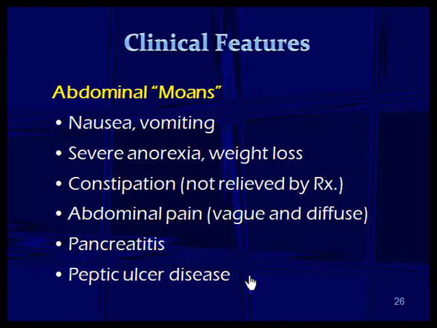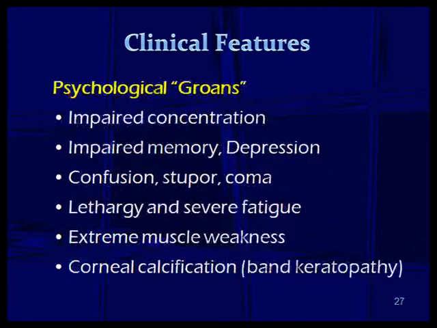Hypercalcemia itself triggers excessive output of acid through the oxyntic cells in the stomach, and which increases the acid formation and peptic digestive products, and which can cause peptic ulcer disease. These are some of the abdominal moans of hypercalcemia.